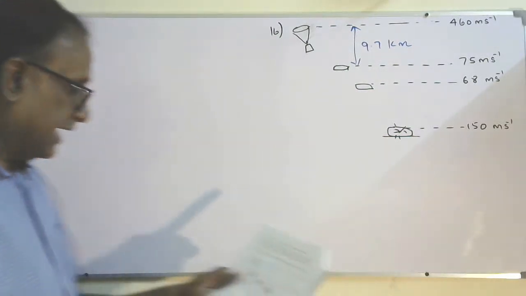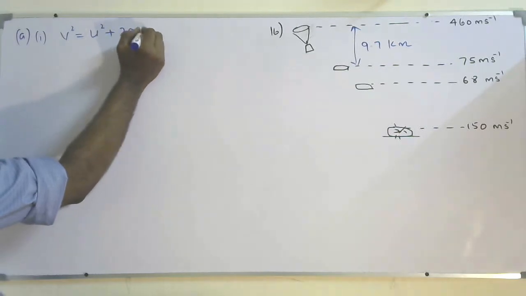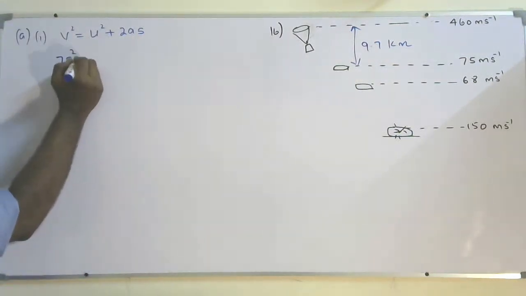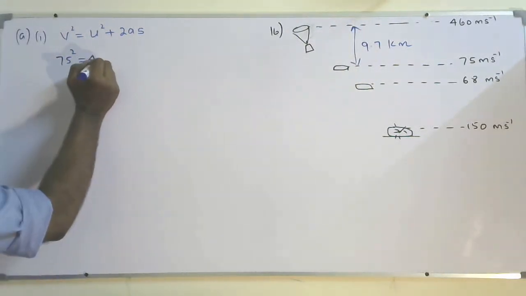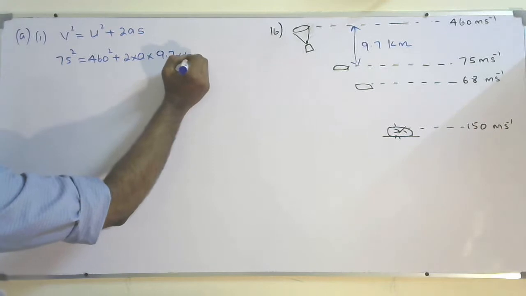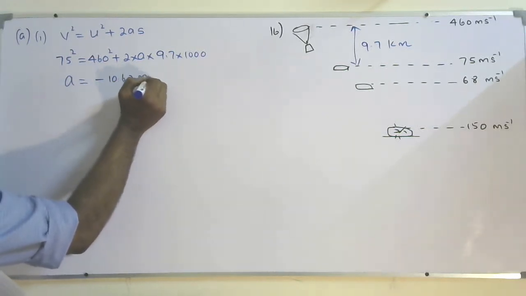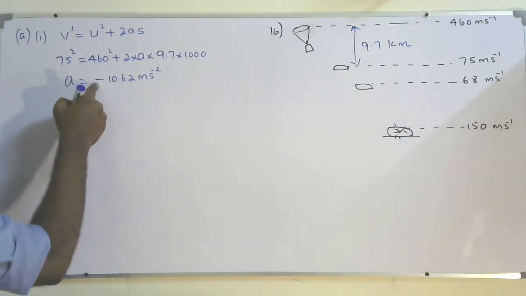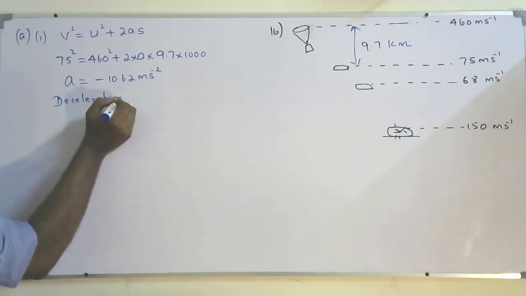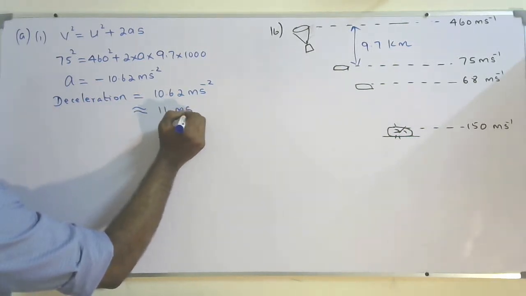The first part: show that the average vertical deceleration of the probe due to the parachute was about 11 meter per second squared. So for part A, I can use v squared equals u squared plus 2as for the motion from here to here, right? So the final velocity is 75, so 75 squared, the initial velocity is 460, 460 squared plus 2 times a times the distance fallen, 9.7 kilometers, or 9.7 times 1000. So find a, you will get negative 10.62 meter per second squared. That means it's slowing down. So the deceleration is equal to 10.62 meter per second squared, approximately 11 meter per second squared.